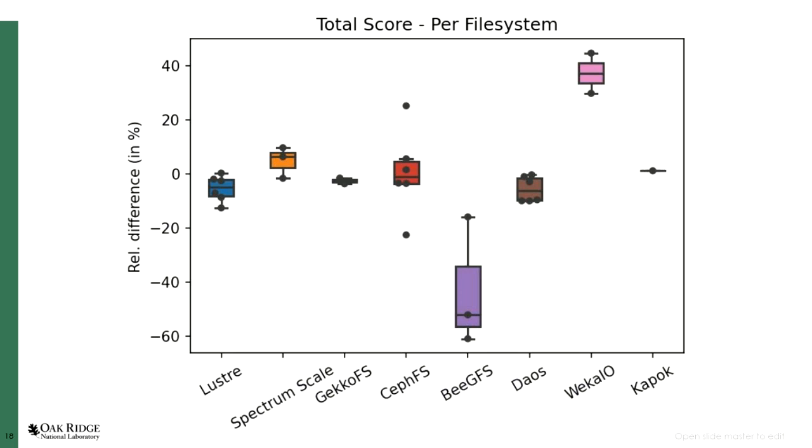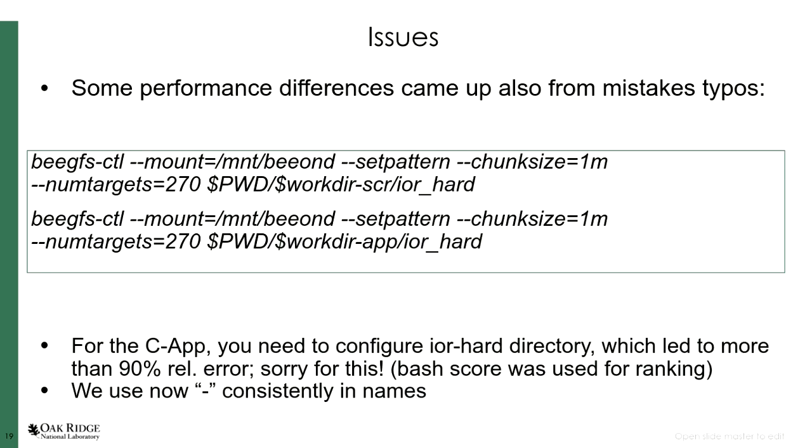In BGFS, it was interesting, and Julian helped me to find out, we saw in the script of the BGFS these two commands. They try to stripe the IOR hard. There's a difference. For up is IOR dash hard, not underscore. So the stripe wrong directory was not used for the actual results, and that's why it led to that 90% relative error. So this is something that would change in the C application.